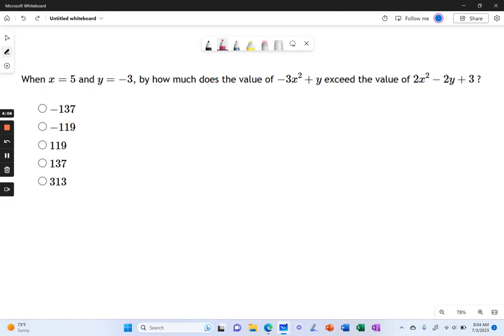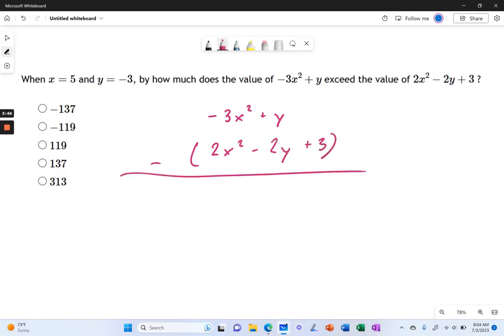I'm going to do it this way. I'm going to do it one over the other like you did back in 3rd grade when you were learning subtraction. I have negative 3x squared plus y. And I'm going to do minus this thing right here, which is 2x squared minus 2y plus 3. And I like it better this way because it kind of keeps everything straight for me. I can see the x squareds go together, the y's go together, and so on.